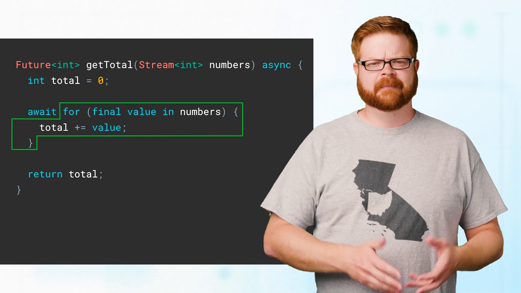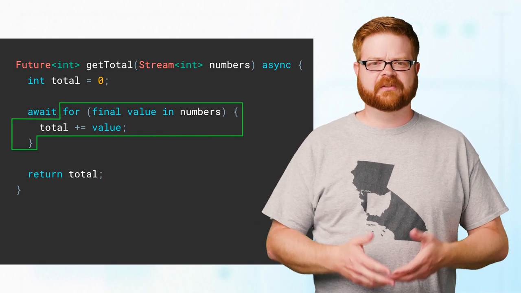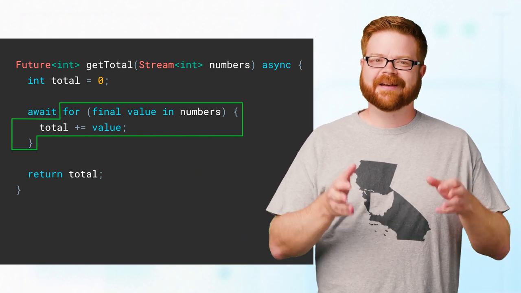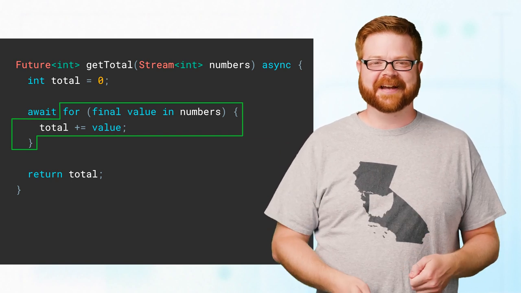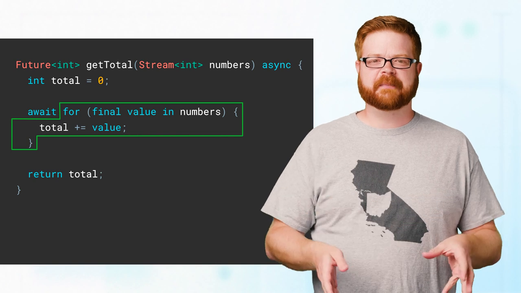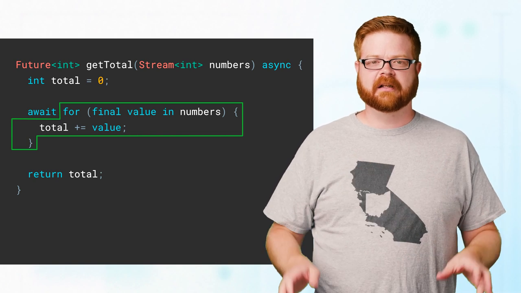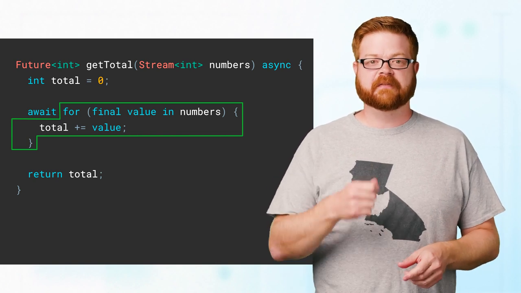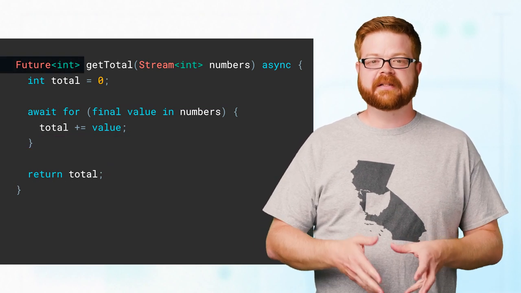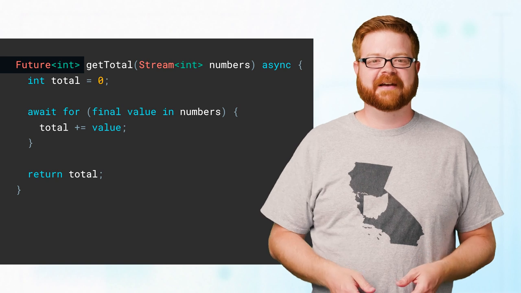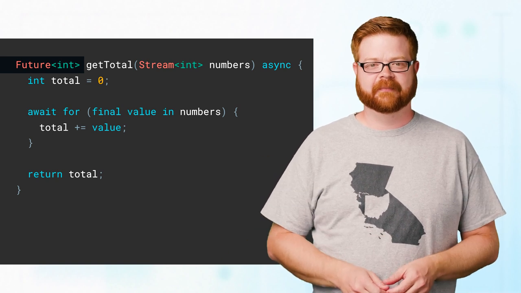Maybe the app runs off and does some other things, garbage collects, whatever. Eventually though, another piece of data arrives and the loop goes around again. This keeps happening until the stream is finished and closes. When that happens, the function exits the loop and executes its return statement. That completes the future that getTotal here gave to its caller way back at the beginning.